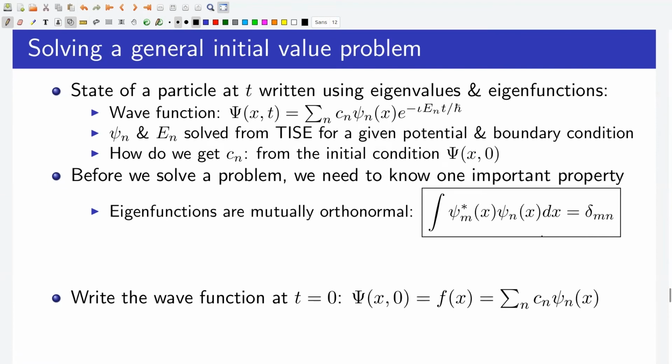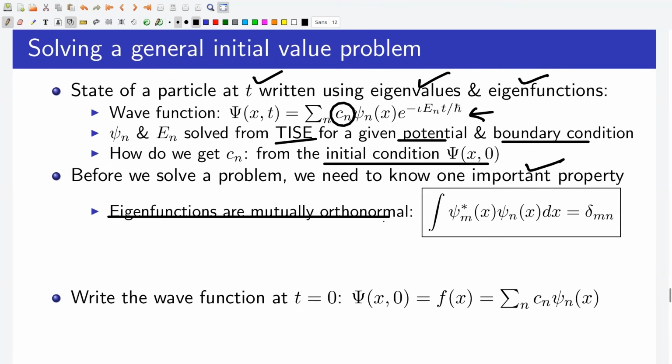Let us see how to solve a general initial value problem. The state of a particle at time t is written using the eigenvalues and eigenfunctions in this manner. Now, psi n and En are solved from the time-independent Schrödinger equation for a given potential and boundary condition. Now, the question is, how do we get Cn? We get Cn from the initial condition. Before we solve a problem, we need to know one important property. Eigenfunctions are mutually orthonormal.